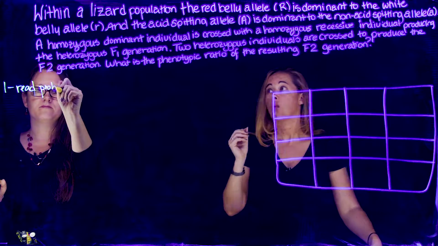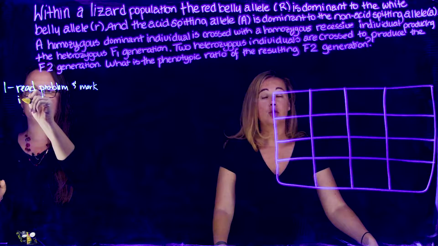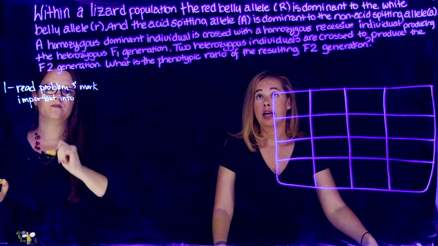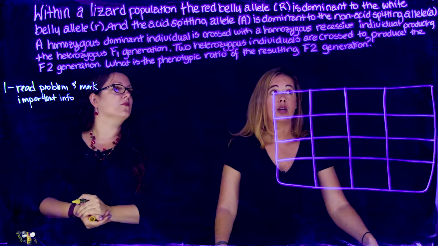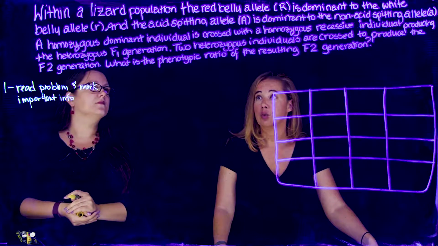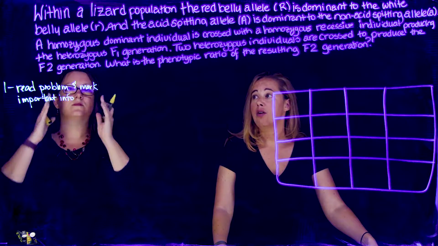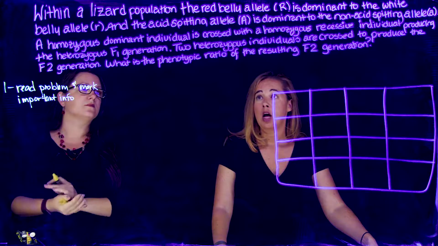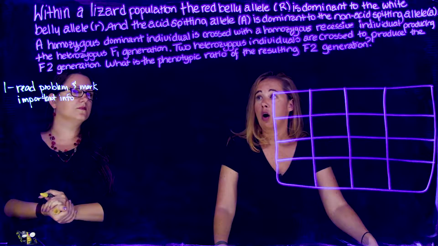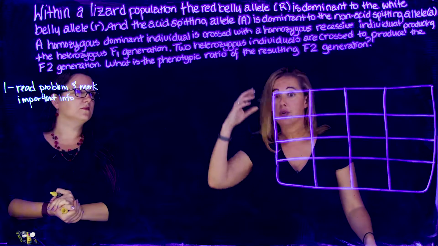So we're going to read through it first. Within a lizard population, the red belly allele, capital R, is dominant to the white belly allele, lowercase r. And the acid-spitting allele, capital A, is dominant to the non-acid-spitting allele, lowercase a. A homozygous dominant individual is crossed with a homozygous recessive individual, producing the heterozygous F1 generation. Two heterozygous individuals are crossed to produce the F2 generation. What is the phenotypic ratio of the resulting F2 generation? We made you read a lot.